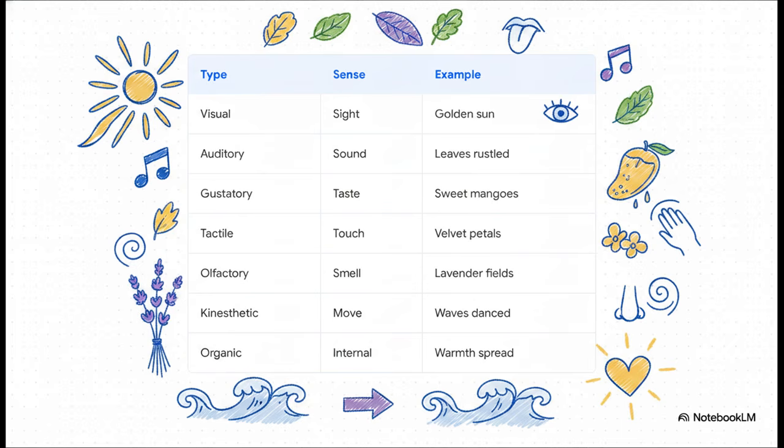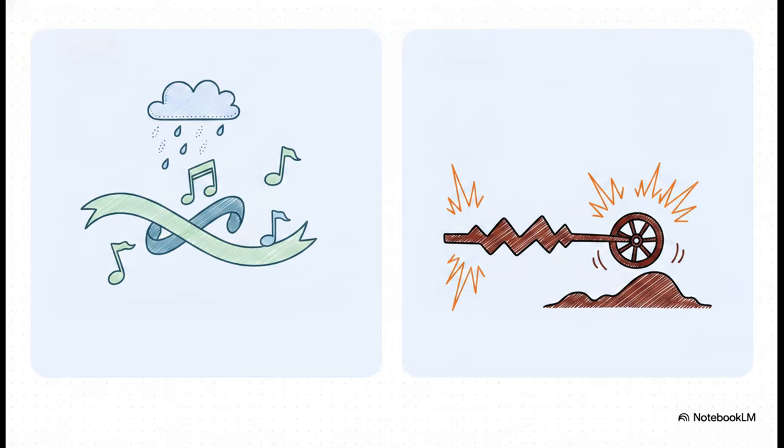They even use kinesthetic imagery to show action, or organic imagery to evoke those deep, internal feelings, like a warmth spreading through your chest. A master poet plays these senses like keys on a piano. It's really something else. And just like music, poets use specific sound devices to create harmony without a single instrument. Let's compare 2 of the big ones.